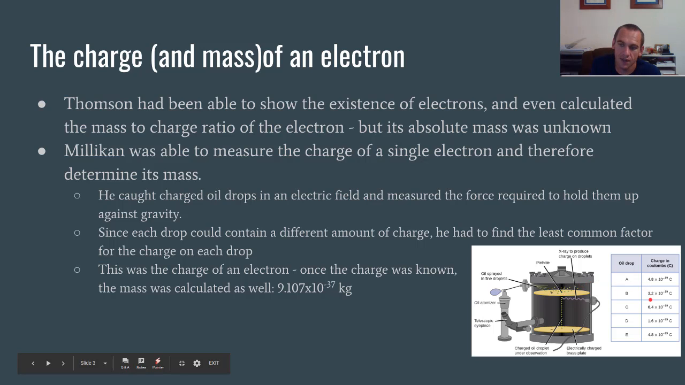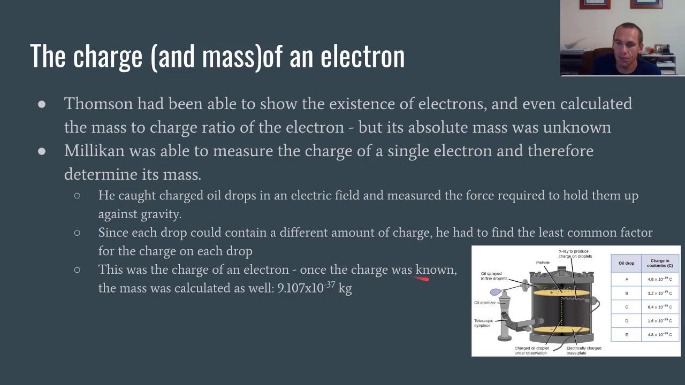Now that in itself isn't all that spectacular, but he did this enough times with enough different drops that he got lots and lots of different data, how much different charge it would take to hold these different drops. And because each drop has a random amount of charge on it, depending on how much X-rays it absorbed, he was able to calculate the least common factor of that charge, and he said, well, that must be the fundamental. That must be the step that we can take between. That must be the charge of an electron, because the charge is coming from the electron.